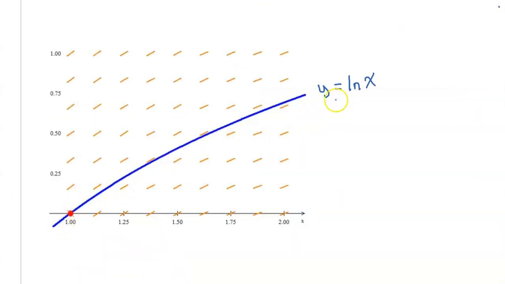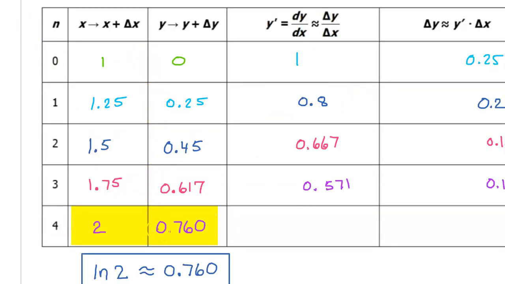Here is the graph of y equals natural log x. Let's plot these 5 points on the graph so we can see the segments that we are using for this approximation.